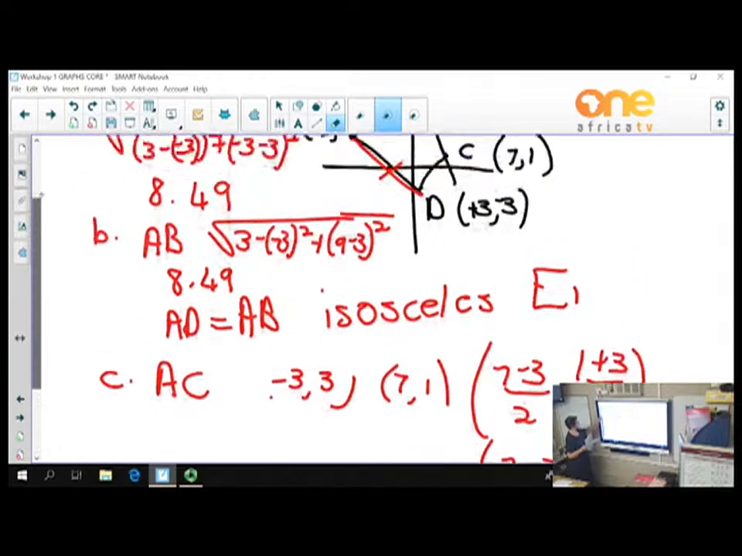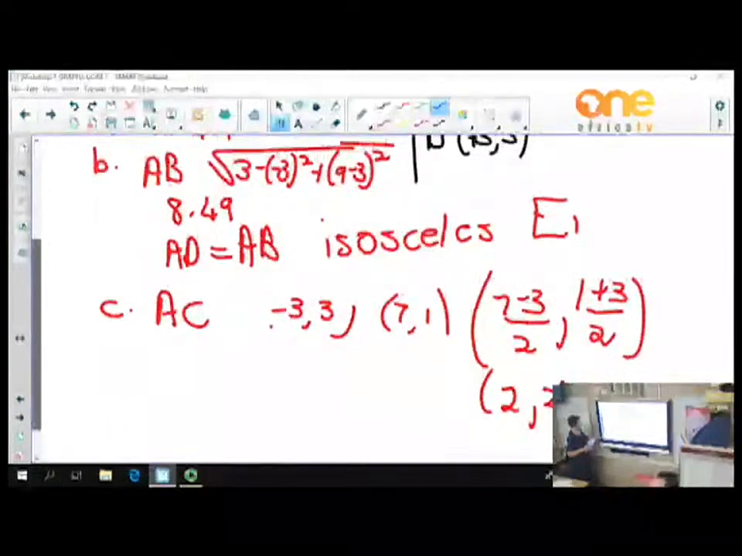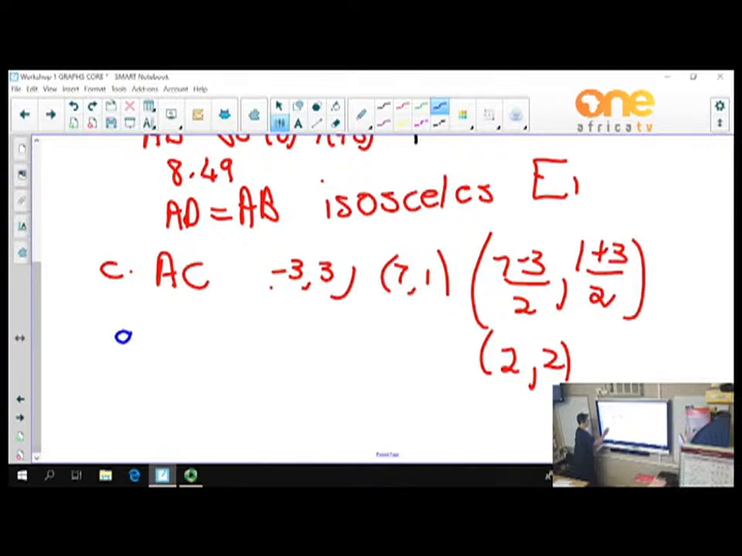So let's go back to the sketch. AB must be parallel to DC. When will they be parallel? If their gradients are equal. So calculate the gradients now. So now we're talking about the gradient formulas. It's one of your three formulas. So this time it's the gradient formula.